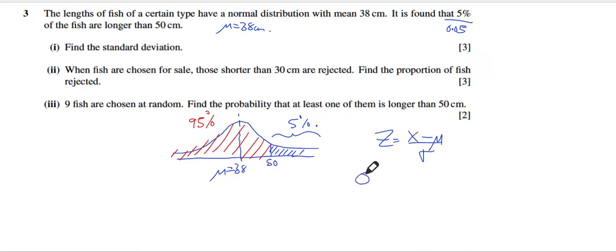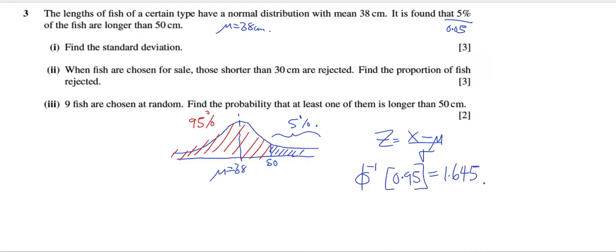So inverse phi of 0.95 is what you have to find on your MF19. And when I look at it, the answer that I have here is 1.645. Use MF19 because MF19 gives you area towards the left, and if you take 0.95 in your table values, it will correspond to the z-score, which is 1.645.